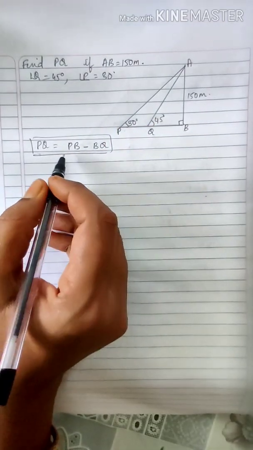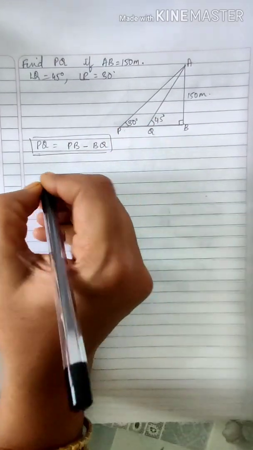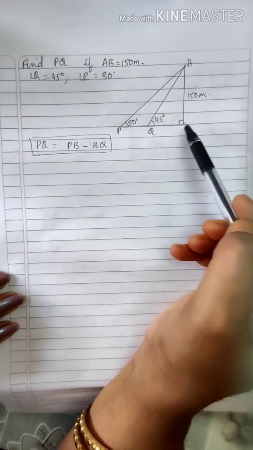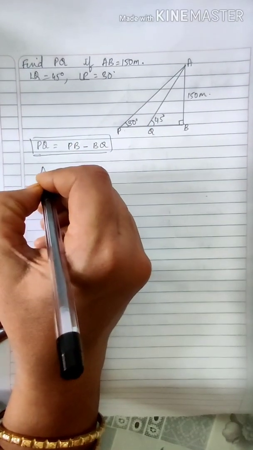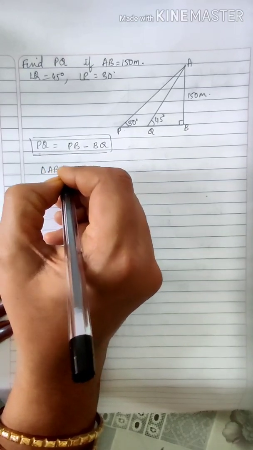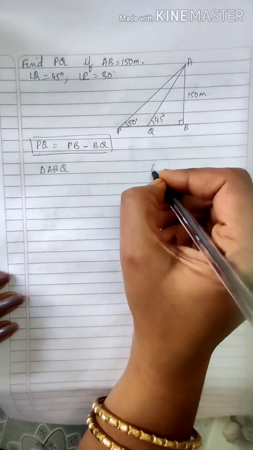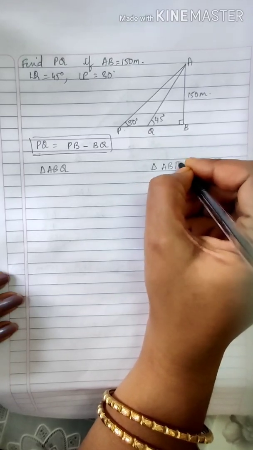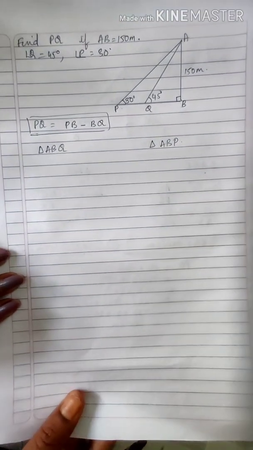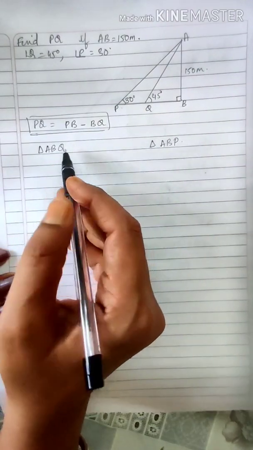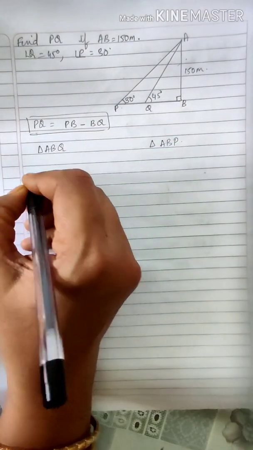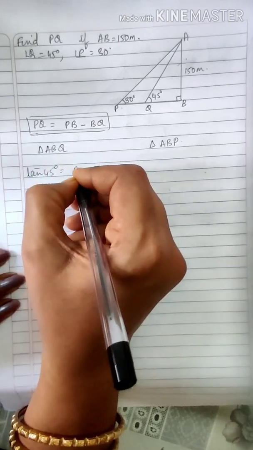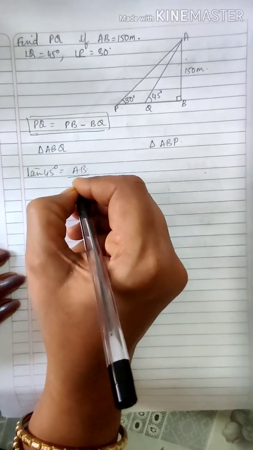Now PQ is equal to PB minus BQ. Again we will find the two right angle triangles. The first one is triangle ABQ. So triangle ABQ is your first right angle triangle and the other one is triangle ABP. Now we will find the tan ratio for ABQ. It is tan 45 is equal to AB upon BQ.